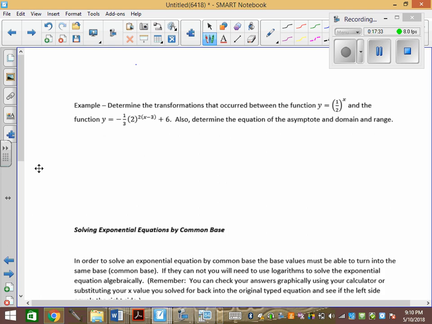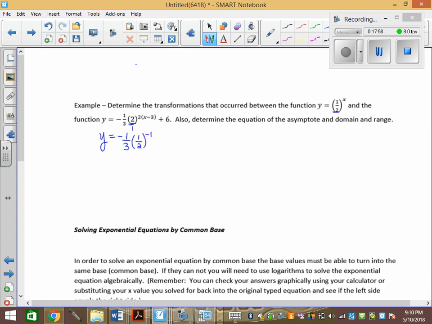Okay, we can't compare them right now. This one's a 2. This one's a half. The original is a half. So I need to get the new one to be a half as well. Remember, 2 is just 2 over 1. If I want it to be a half, I want it to flip. And how do I get it to flip? I raise it to the exponent negative 1. So I'm going to get y equals negative 1/3. This is just 2 over 1. So I'm going to get to flip to a half to the negative 1.